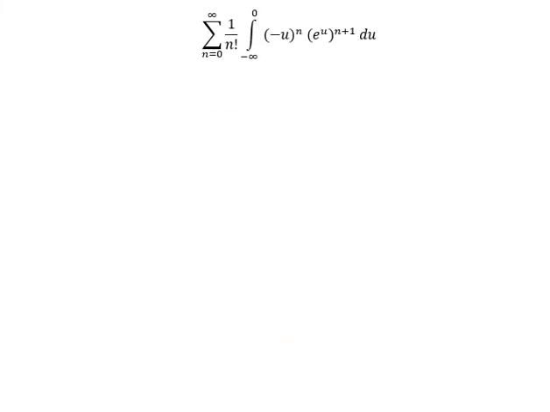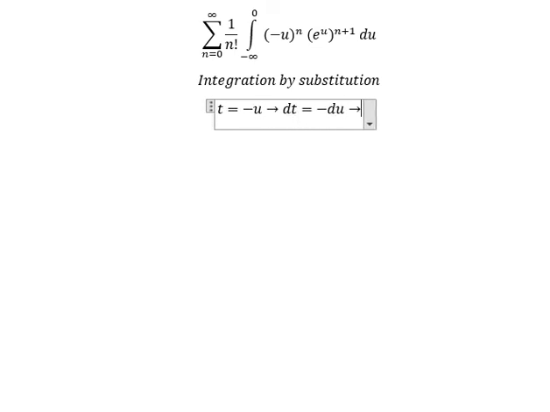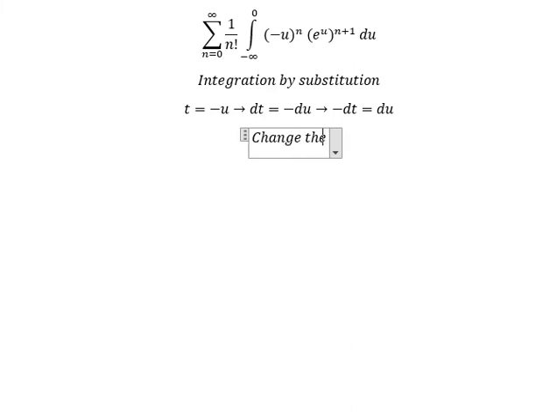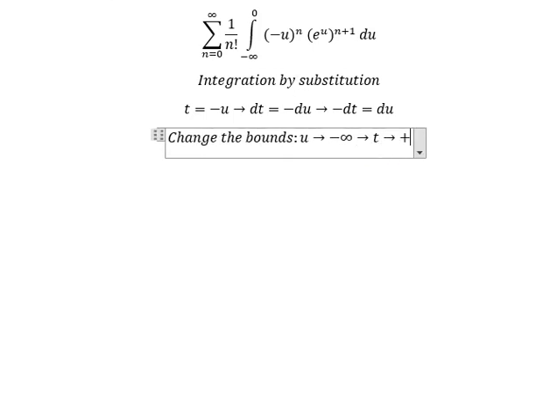Now, we can use integration by substitution. So I will put t equals negative u. Later we take the first derivative on both sides. Because we don't have the negative in here, I will put this one over here. Next, we need to change the bounds. When u approaches negative infinity, so we put this one in here, and we have t going to positive infinity. When u equals 0, so t equals 0.